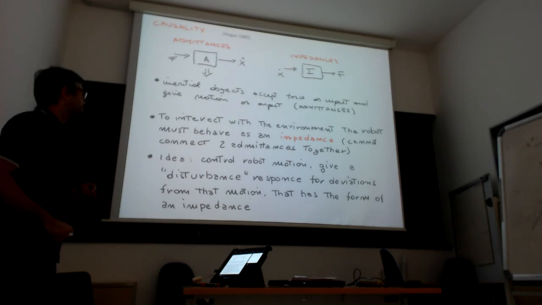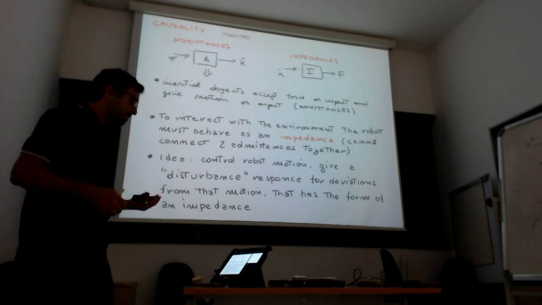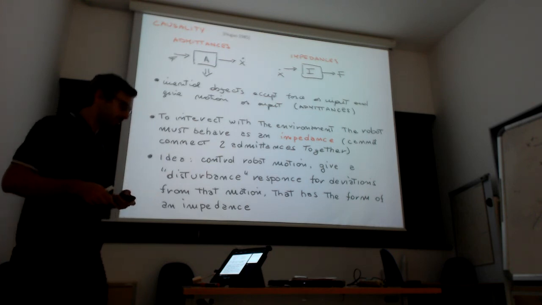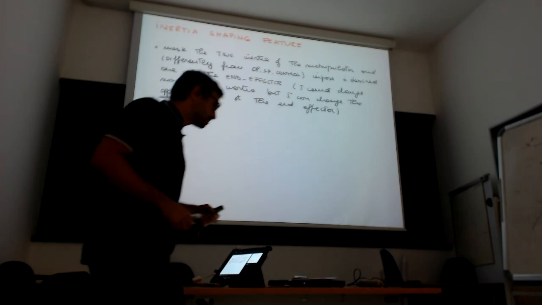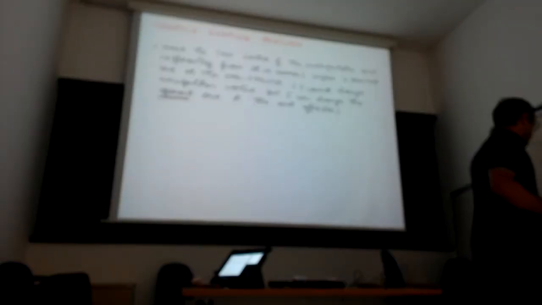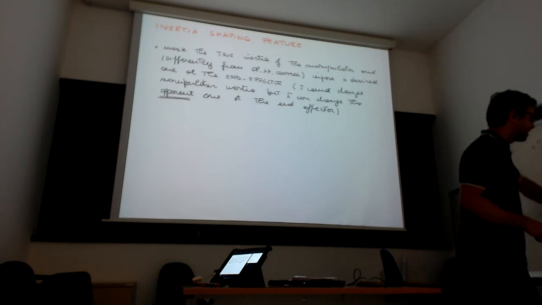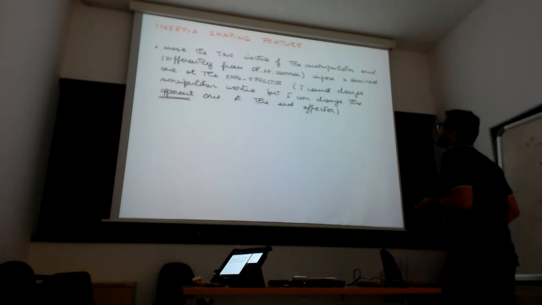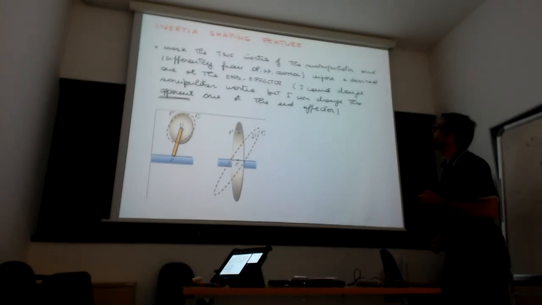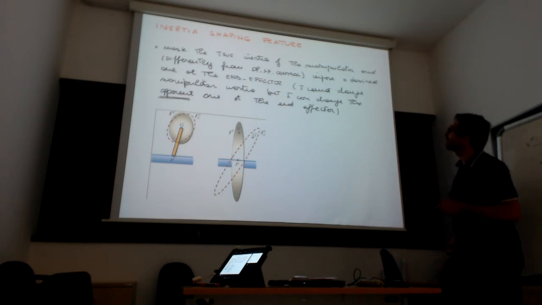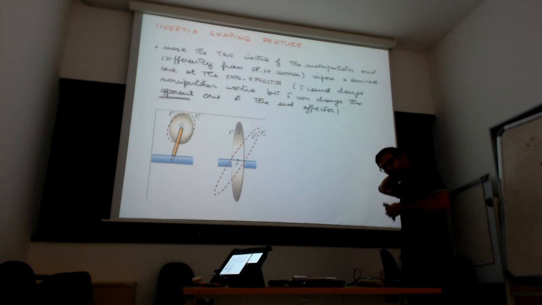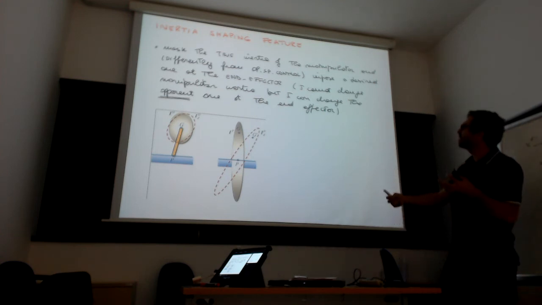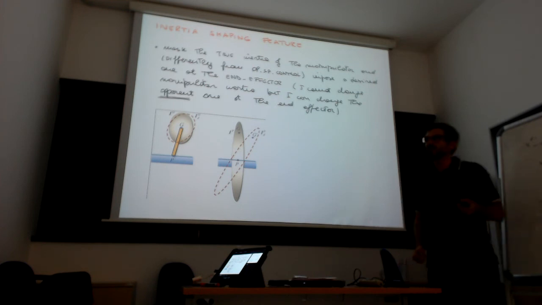So the idea is to control the robot motion such that if there is a disturbance, the response to a deviation from the motion has the form of an impedance. One feature of impedance control that we don't have in operational space control, where we saw that we achieve the unit mass behavior only at the end effector, is to shape the inertia at the end effector. So the idea is to mask the true inertia of the manipulator and impose a desired inertia at the end effector. We are not changing the manipulator inertia, but we are masking it such that at the end effector an apparent inertia will appear that is the one we want.